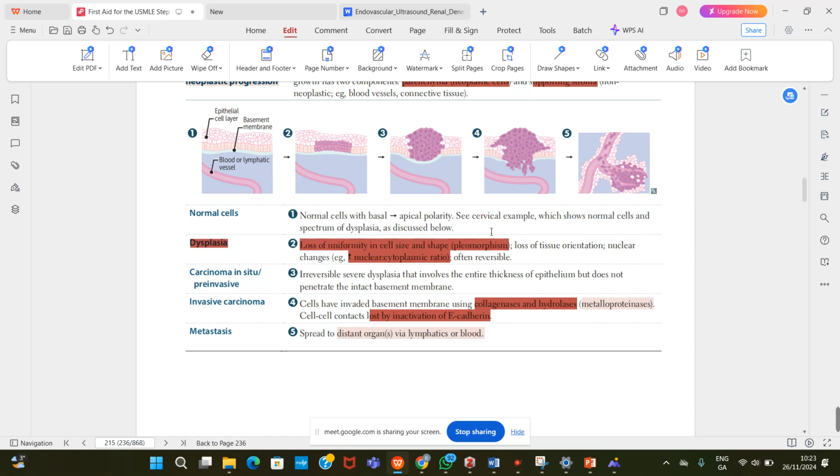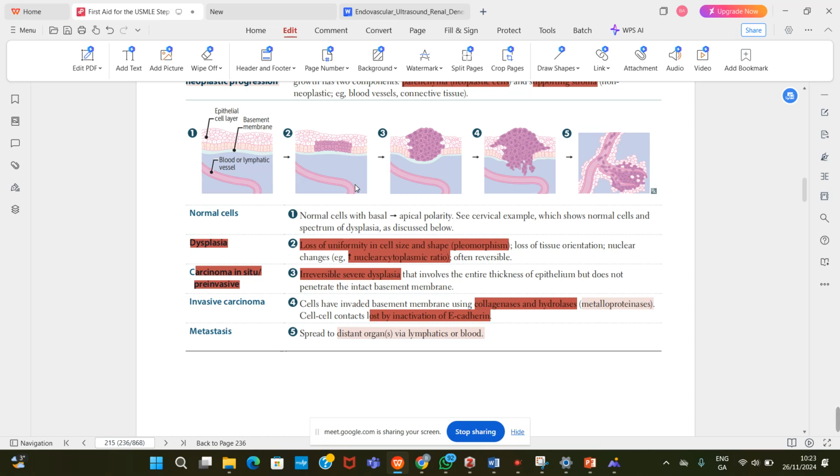And I told us that it occurs in grades. You have the mild, moderate, and severe, depending on the extent of the dysplasia, starting from up to down. And we talked about carcinoma in situ too. So we said it is an irreversible form of severe dysplasia in which you have the dysplastic changes extending to the basal cells. So once it gets to the basal cells, that is carcinoma in situ.